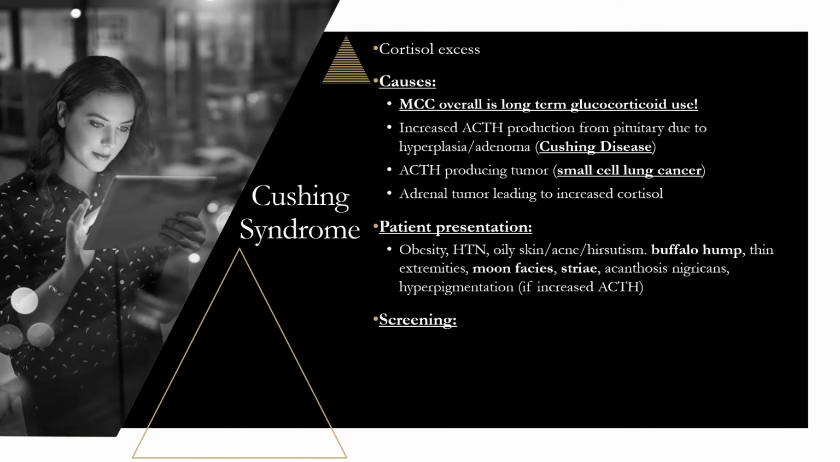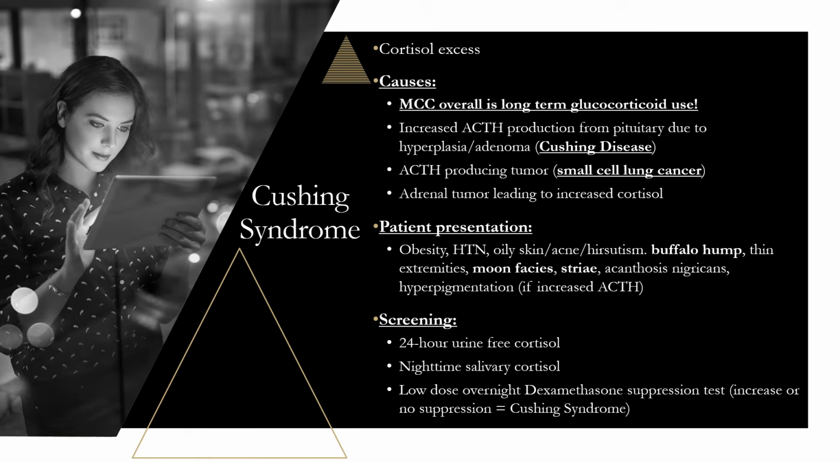As far as screening, this is what you'll do initially. There's a few different ways to do it. You can either do a 24-hour urine free cortisol. The idea is you just want to see, do they have an excess of cortisol? So you can start off with a couple different ways. You can do a 24-hour urine free cortisol. You can do a nighttime salivary cortisol. And then you can also do a low dose overnight dexamethasone suppression test.